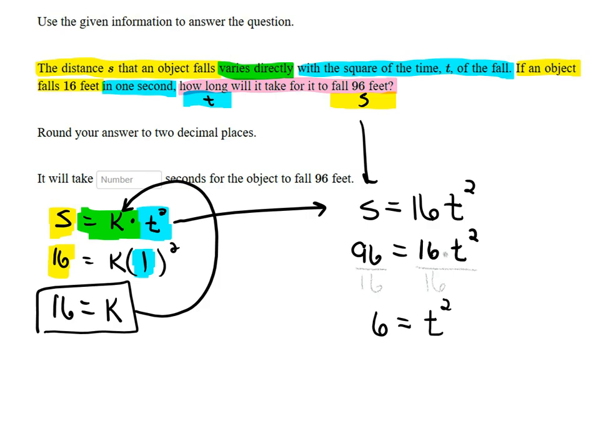Okay. And now if you want to solve for t, right now I know what t squared equals. t squared equals 6. I want to know what t equals. I got to get rid of that squared. So undo a square, you square root it. But what you do to one side, you got to do to the other. A square root and a square cancel each other out, leaving you with t.